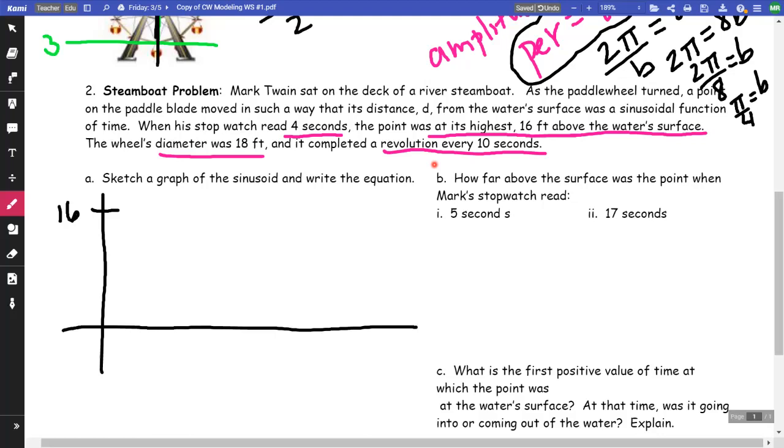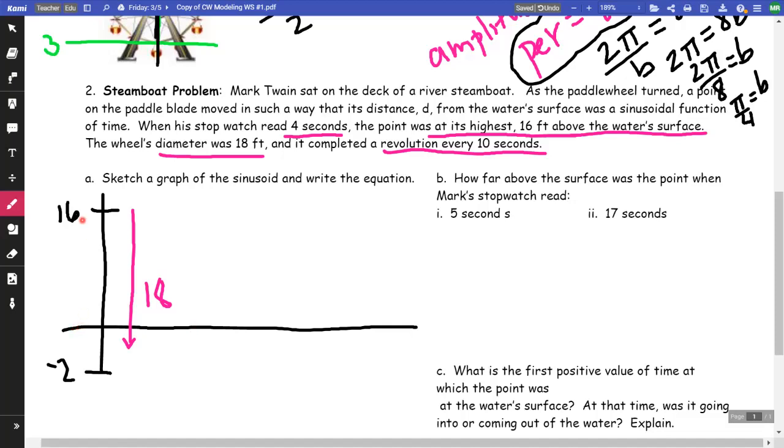Here's the water. My diameter, again, I'm trying to write in a different color. My diameter is going 18 down from this. So that's going to put me 2 below the surface. So I'm going to be down here at -2. So the highest is going to be at 16. The lowest is 2 feet underwater. This is the water right here.